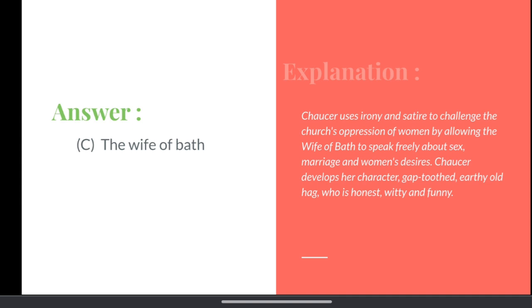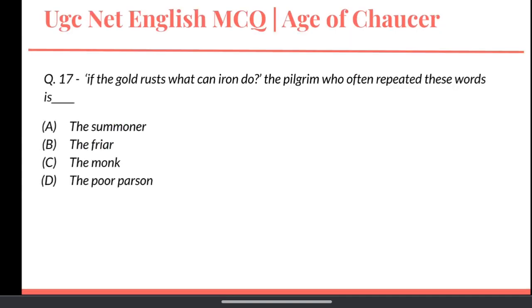Okay, so the next question is question number 17. If the gold rusts, what can iron do? Okay, so which pilgrim repeats these words often in the prologue? The pilgrim who often repeated these words is dash. Okay, and the options are option A, the summoner. Option B, the friar. Option C, the monk. Or option D, the poor parson. So which character utters these words often in the prologue?